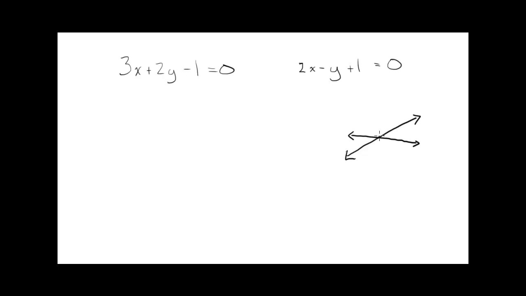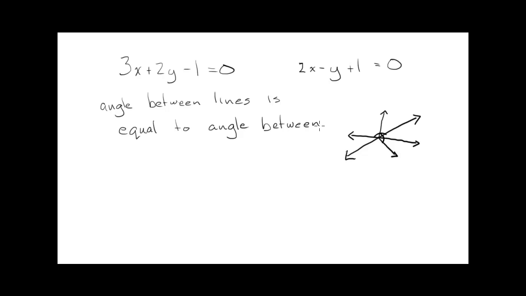And if you think about it, this is normal to this line right here, and this is normal to this line. Well, that angle should be equal to that angle. So the angle between two lines is also equal to the angle between normals.